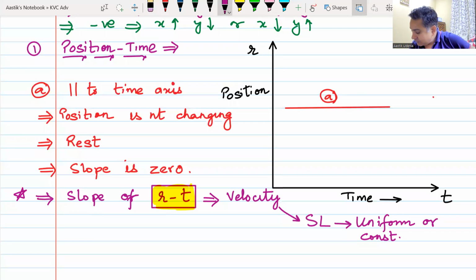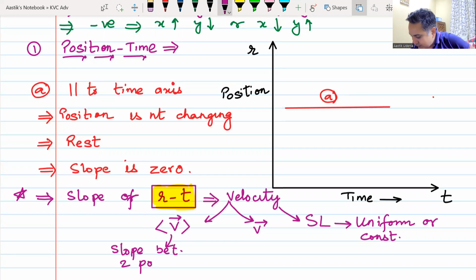Now, this velocity, I can get the average velocity, or I can get instantaneous velocity. How will I get the average velocity? If I find the slope between 2 points, remember average velocity is between 2 points, 2 times, this time and that time. If I find the slope of this graph between 2 points, that will give me average velocity.